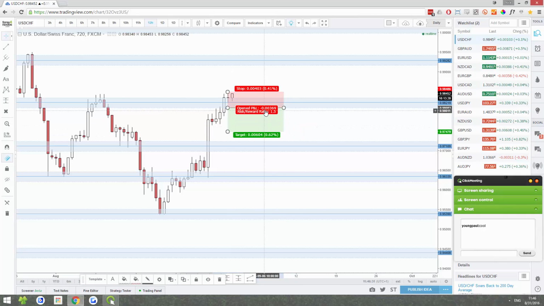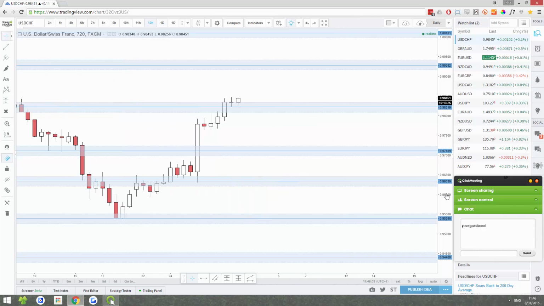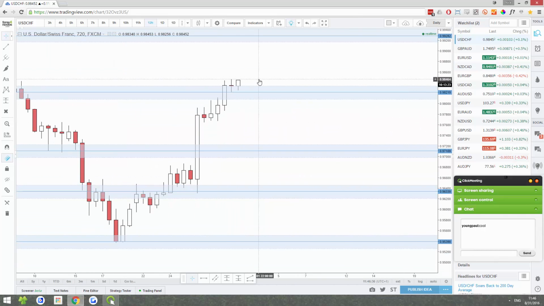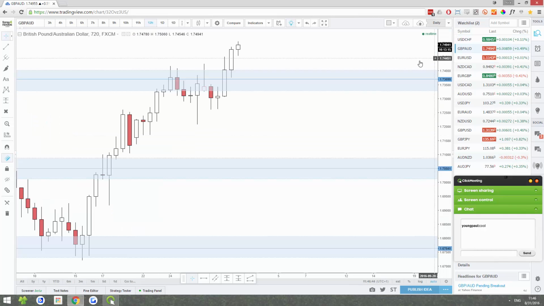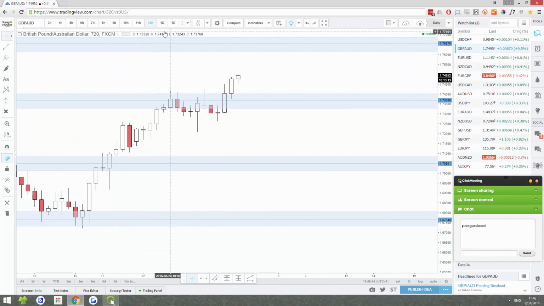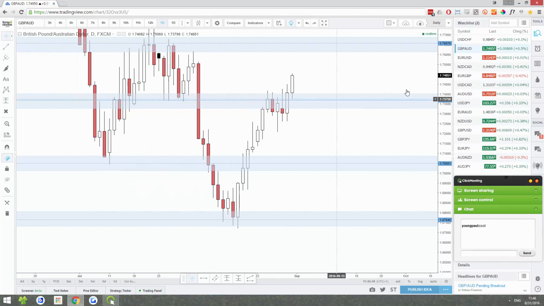So we'll just see how that goes. But right now, it definitely looks like buyers are taking control of price and pushing up. And if they break that high, then this potential trade is going to be cancelled. And it looks like they're coming very close to that. So let's go on to another pair, GBP AUD.